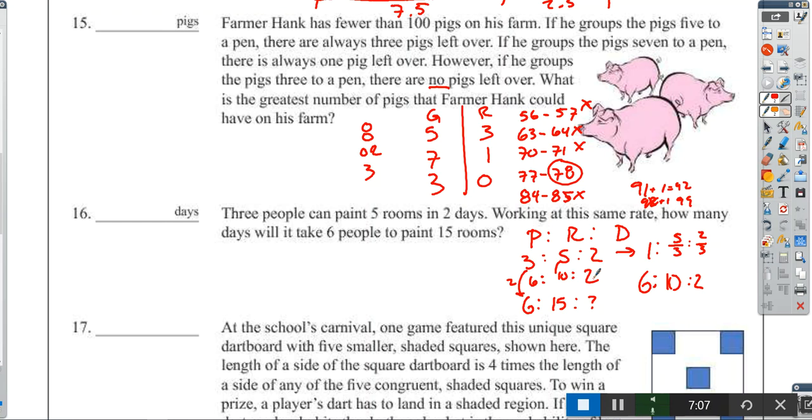Well, if 6 people can do 10 rooms in 2 days, that would mean that 6 people could do 5 rooms in 1 day, just half of it, right? Oh, well, so it would take another day to do the extra 5 rooms. 1 day plus 2 days is 3 days. All right.